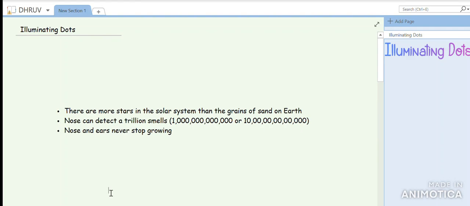So it's time for today's fun facts. There are more stars in the solar system than the grains of sand on Earth. Nose can detect a trillion smells. Also, nose and ears never stop growing. So these were the fun facts for today.